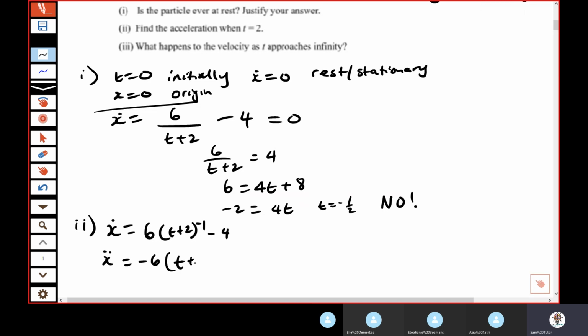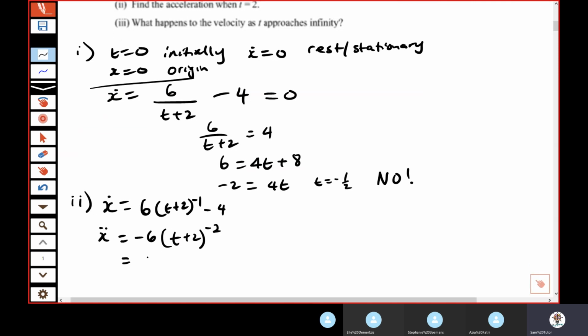Open bracket, t plus 2 to the power of -2, the -4 disappears. Find the acceleration when time is 2. You're just going to sub in time is 2. 2 plus 2 is 4. And then again, whatever that gives you, we're not so interested. I'm sure we can all use a calculator by now. So triple I, move on.